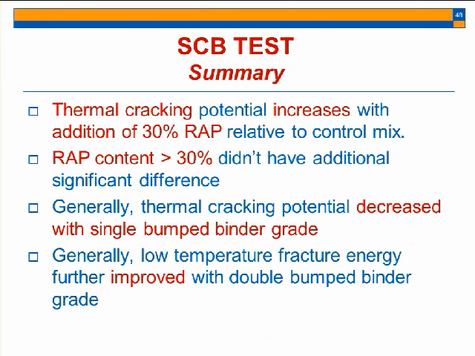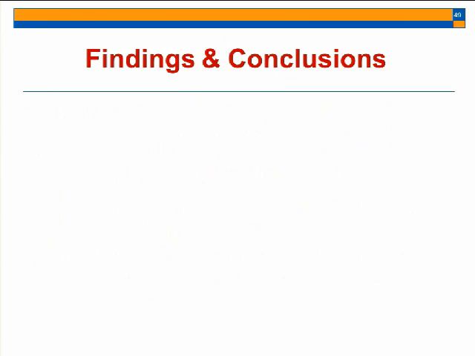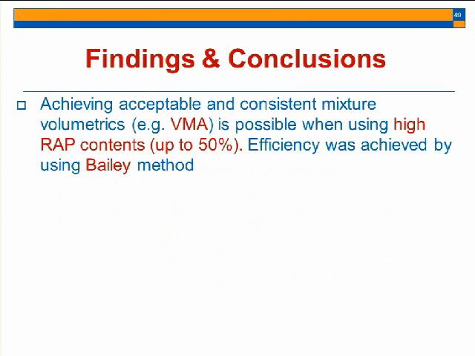So in the end, the thermal cracking potential increased with the addition of 30% RAP, but above 30% RAP we didn't see any significant difference, and the single and double bumping improved the fracture energy and the low temperature fracture properties of the mixtures. I would now conclude my presentation.